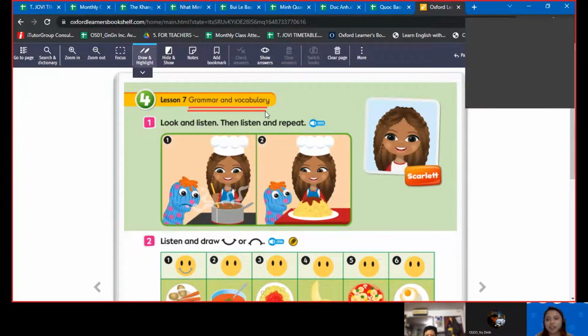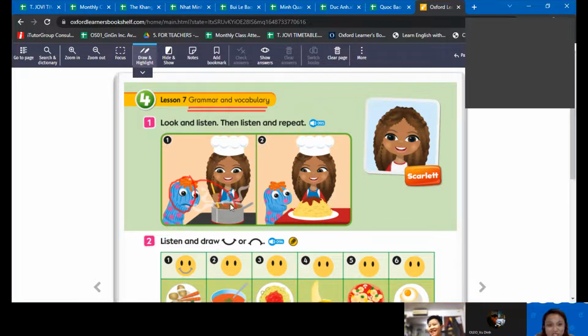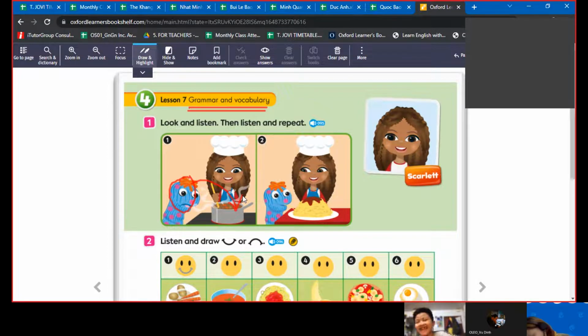We have grammar and vocabulary, okay? Sock. All right. Soup sock. Soup sock? Yeah, you can say the sock is making a soup, right? The sock is in a soup. What? Oh, no. Do you want the sock to be in the soup? Oh, no. I think I don't like that soup.